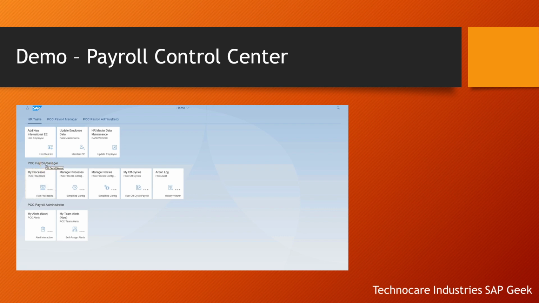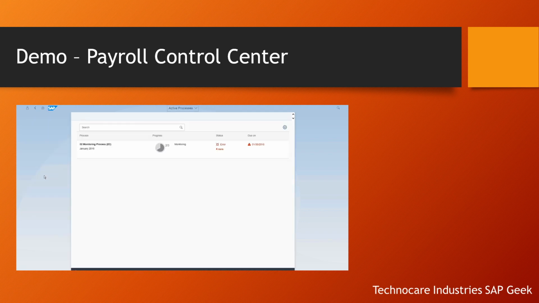Okay, under payroll manager, as you can see, there are different tiles: my processes and manage policies, action log, right? So all these functionalities, basically these different tiles, may not be available for each and every employee. So based on role, standard SAP has delivered two roles: one is PCC payroll manager and another one is PCC payroll administrators. So all the activities that a manager can do are classified likewise.